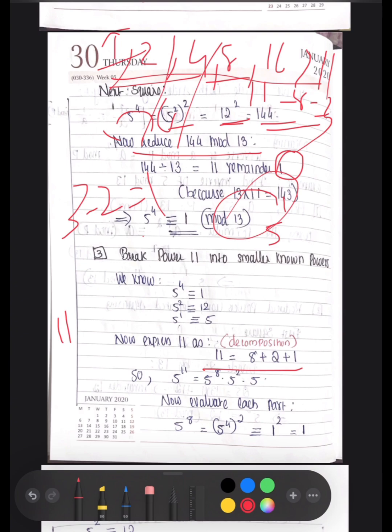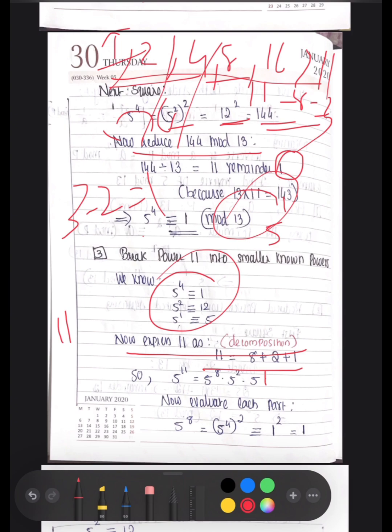Then move on to Fermat's little theorem. In this case, we have found three equations, that is 5 raised to 4 congruent to 1, 5 squared congruent to 12, and 5 raised to 1 congruent to 5. Now we express 11 as the decomposition 11 equal to 8 plus 2 plus 1. So 5 raised to 11 will act as 5 raised to 8 into 5 raised to 2 into 5 raised to 1. Now evaluate each part.